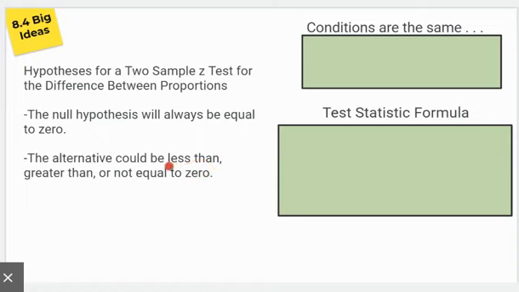And once again, less than means that one of the two parameters is smaller, greater than means one of the two parameters is larger, or not equal to, we're just checking to see if there is a difference. We don't have any kind of direction.